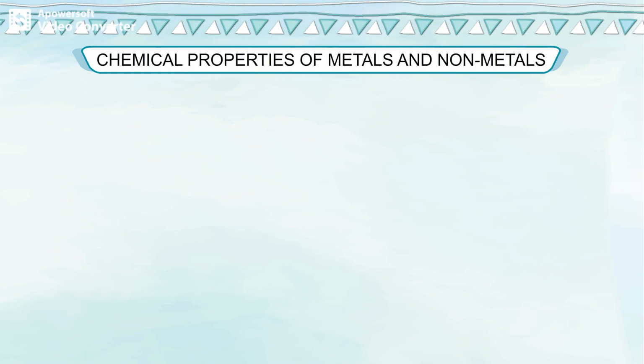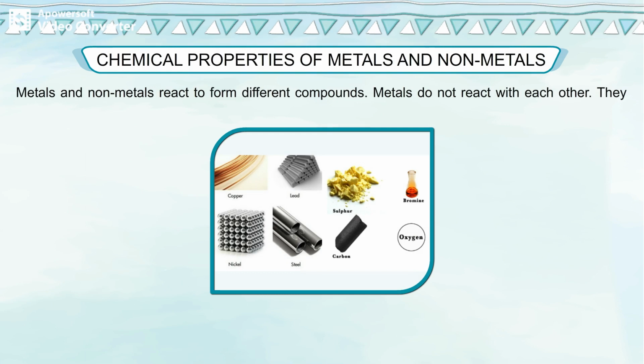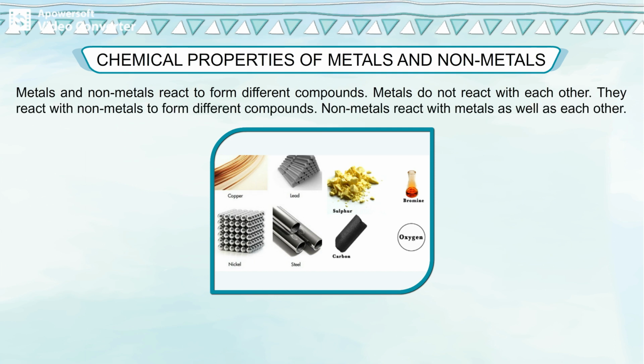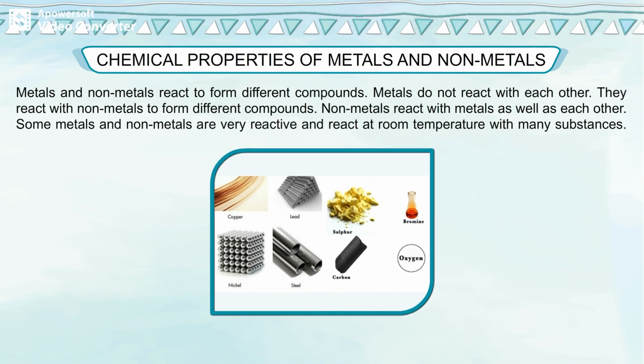Chemical properties of metals and non-metals. Metals and non-metals react to form different compounds. Metals do not react with each other. They react with non-metals to form different compounds. Non-metals react with metals as well as each other. Some metals and non-metals are very reactive and react at room temperature with many substances. Others are less reactive and react only at high temperatures.